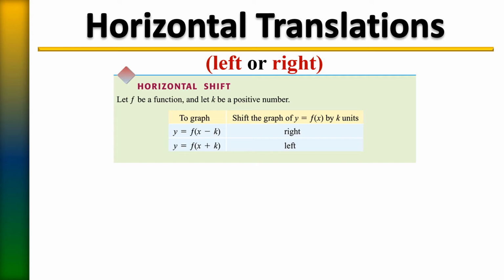Now, everything about horizontal is not as it seems. So when you see x minus k, you may think that you're going to move to the left because you see the minus sign, but you're actually going to move to the right that many units. And when you see x plus some number, although you may think that you're going to move to the right because there's a plus, you're actually going to move to the left. And here's why it has that opposite.